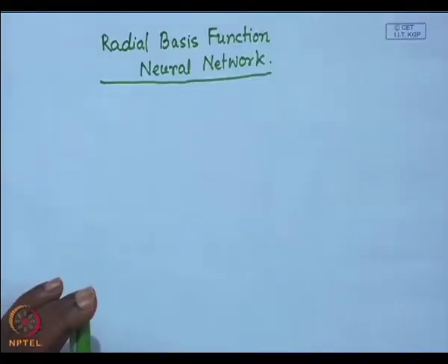Hello. So, in the last few classes, we have talked about neural networks and the application of neural networks for pattern recognition. Particularly, we have talked about two types of neural network. One was the Hopfield neural network, where we have said that the Hopfield neural networks are basically meant for binary feature vectors.